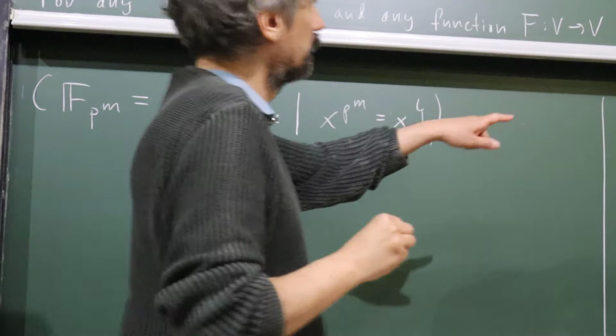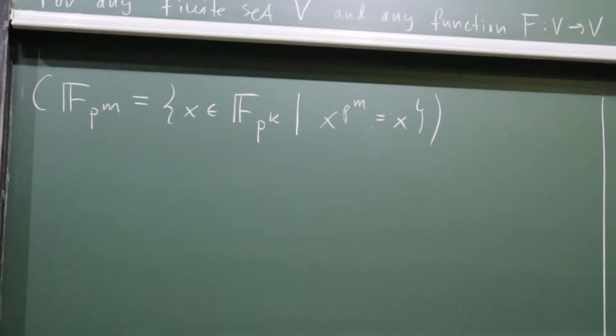M divides k. It's often confusing. So for example, F_4 does not embed into F_8 because 2 does not divide 3. But 4 divides 8, but 2 does not divide 3. I guess every year I'm at least once confused about it. But this is like a divisibility relation, like they are included in each other.